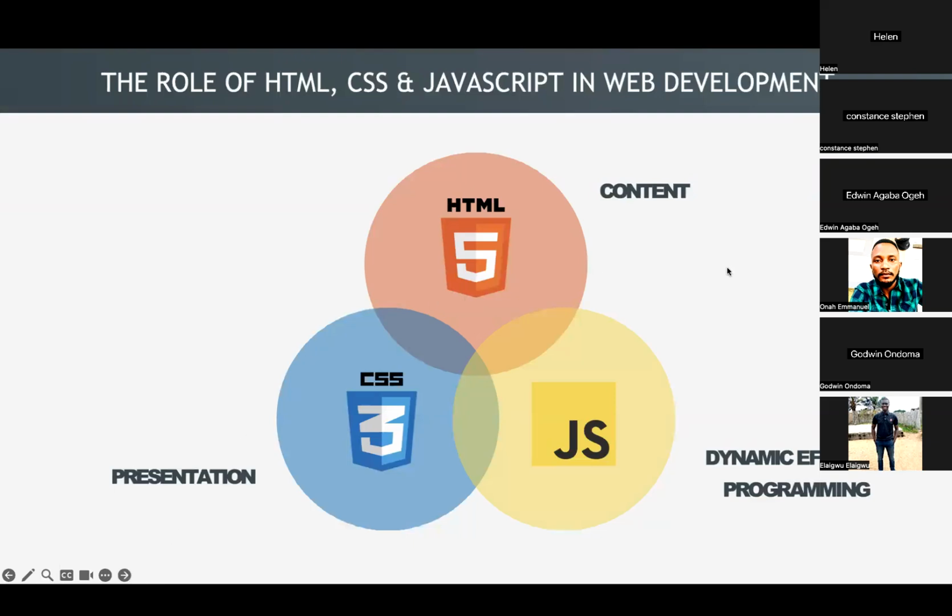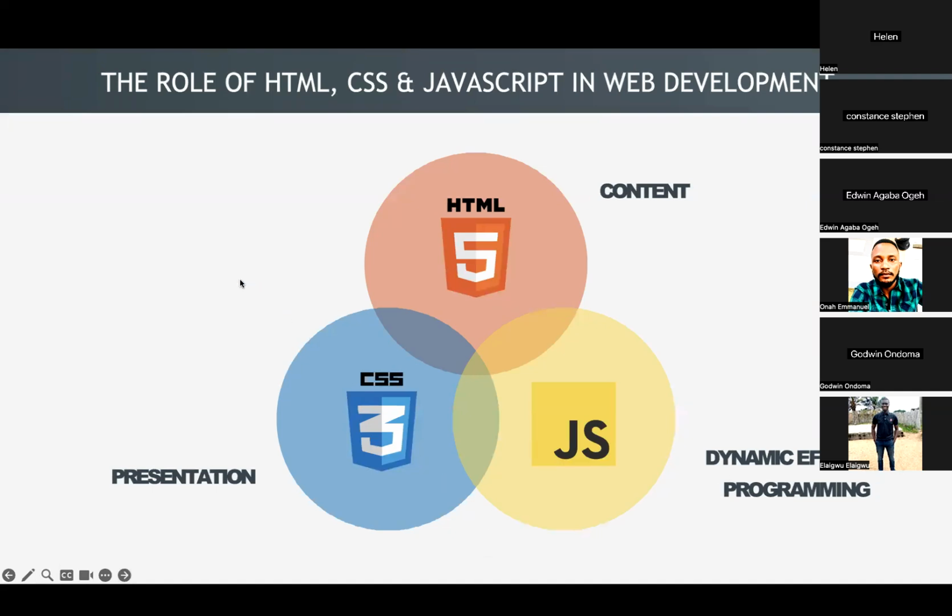Thank you. So the role of HTML, CSS, and JavaScript in web development: the HTML handles the content, which is the skeletal part. The CSS handles the presentation part, that is the style. And the JavaScript handles the dynamic effects, which is the functionality, right? It is the functionality that it handles.